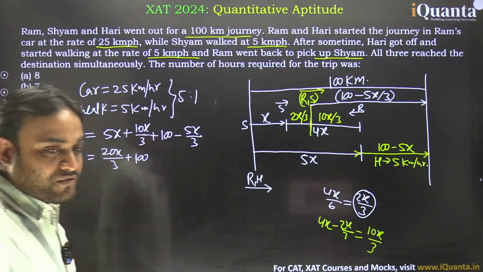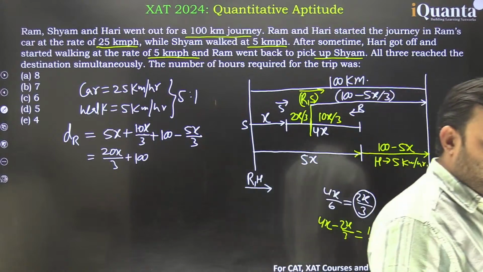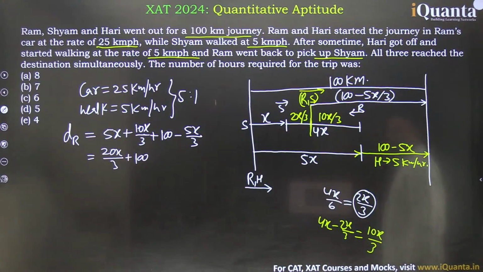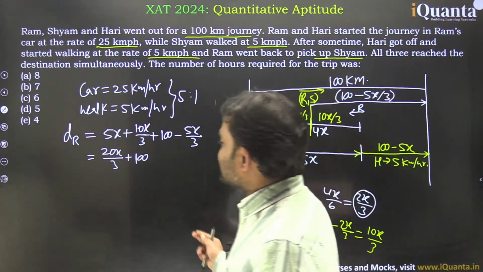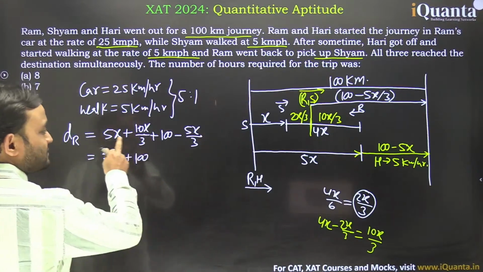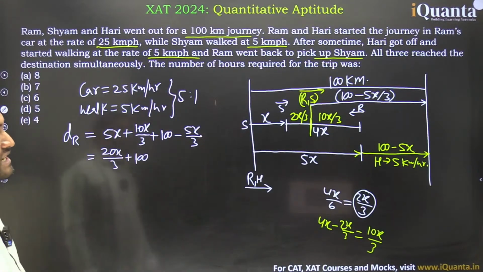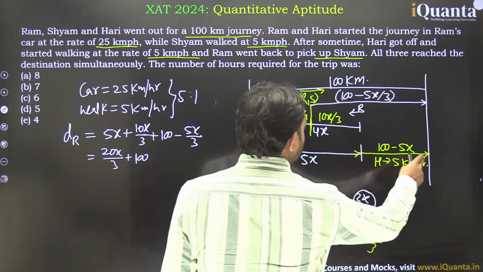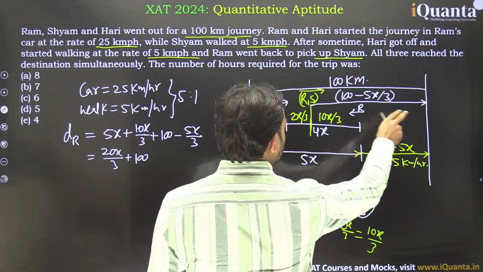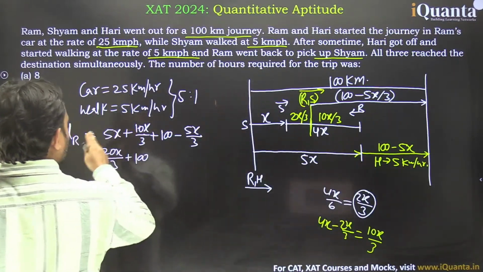Is this clear to everyone till now? Is this clear to everyone that the total distance travelled by Ram will be this? What is the total time taken from here, total time taken, and from here, total time taken by Ram? What will be equal?